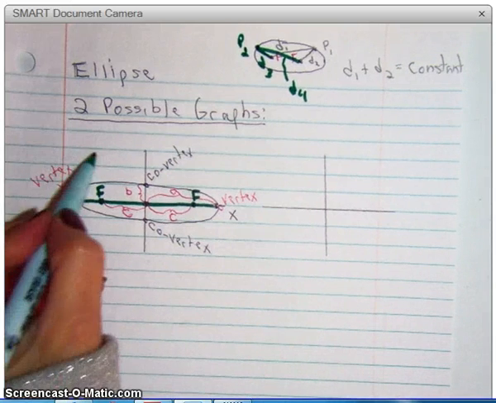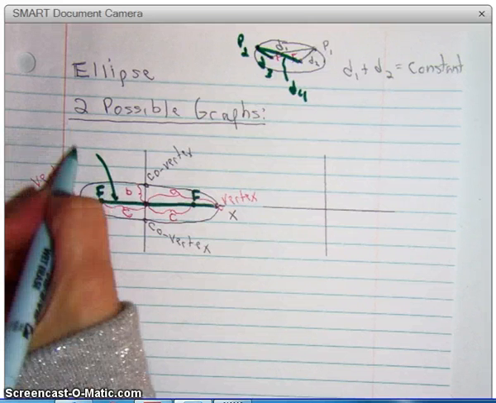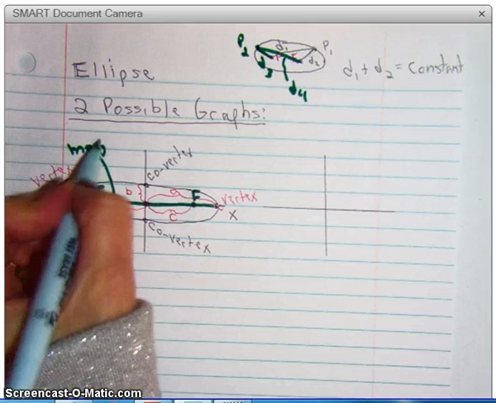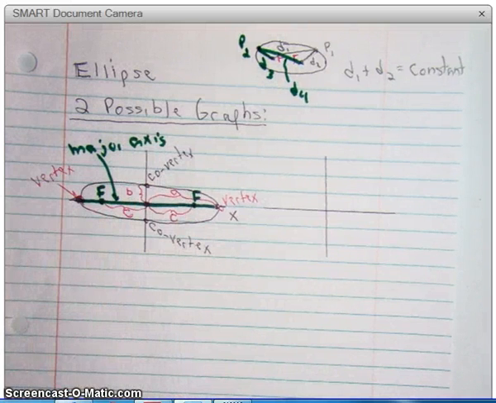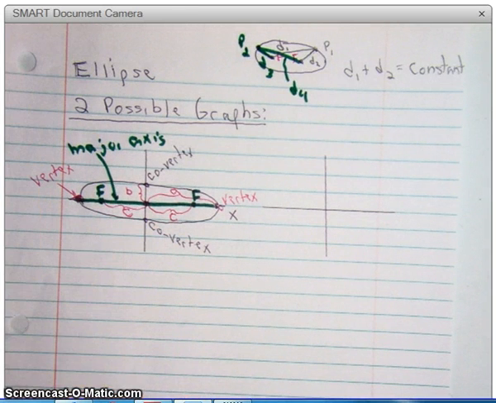And then we probably want to label this major axis. Okay. The other axis is called the minor axis. So you got major axis, you got minor axis, okay?